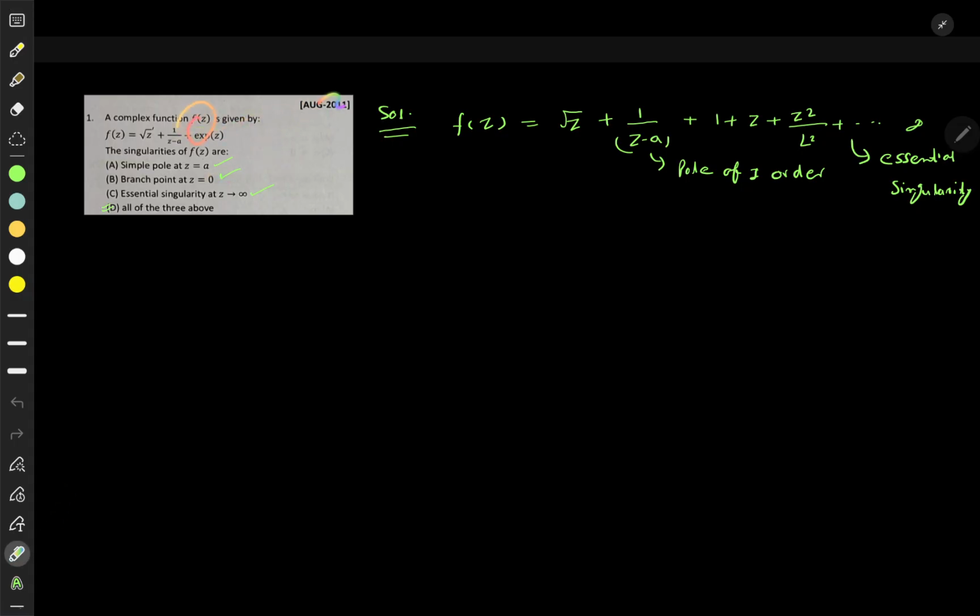A complex function f of z is given by under root z plus 1 upon z minus a plus exponential of z. When you see this question deeply, you will get that z equal to a is the pole of order 1, and we are expanding e raised to the power x as 1 plus x plus x square factorial 2. So you can clearly see it has a pole, and it also has an essential singularity. So it is a pole, a branch point, and a singularity. All three are true.